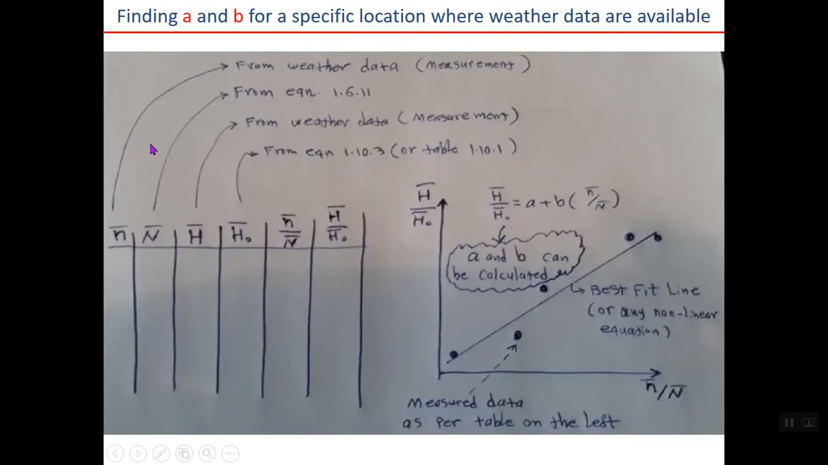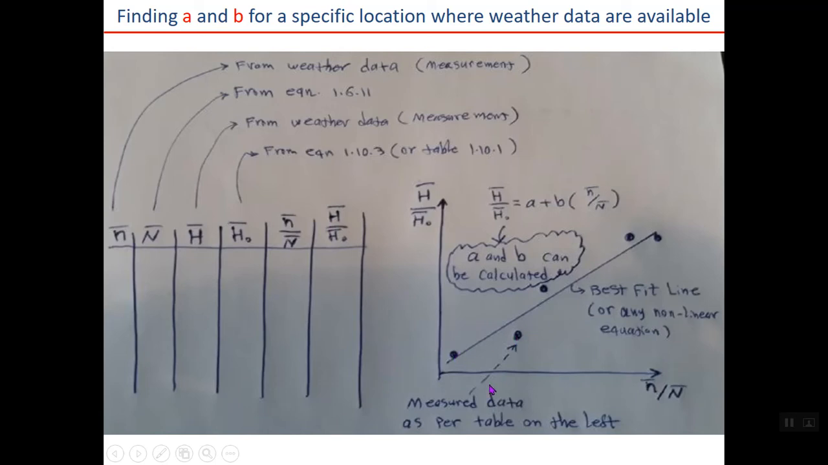I explained it here. For example, suppose that you have the values in a tabulated form as the one you can see here. The first is n bar from weather data or measurement. Capital N bar can be calculated by the equation in the previous section. H bar from weather data or measurement. H bar 0 from equation 110.3 or table 110.1 or even figure 110.1. Then you can calculate n bar over N bar and H bar over H bar 0. Then you can show the data points in a curve like this.